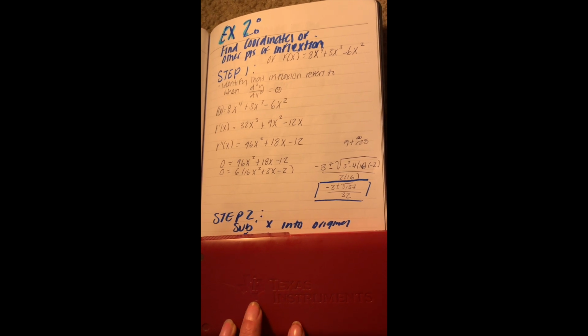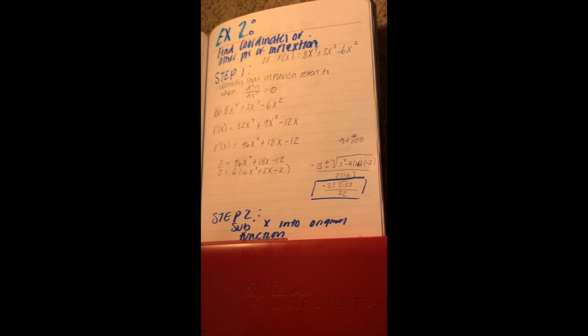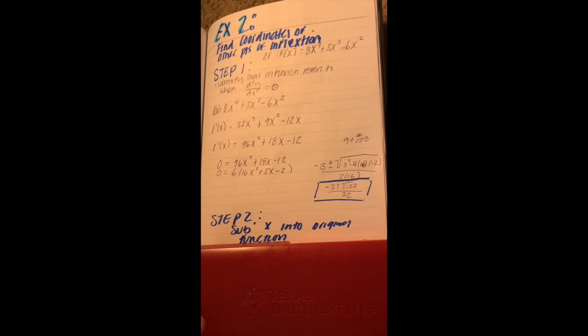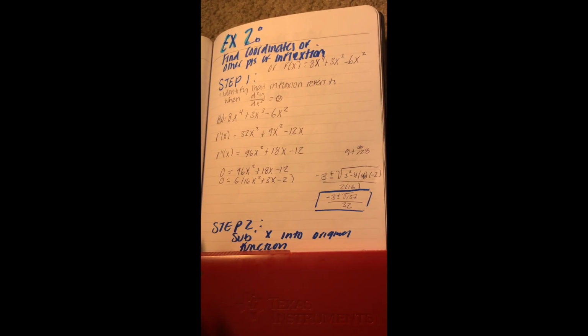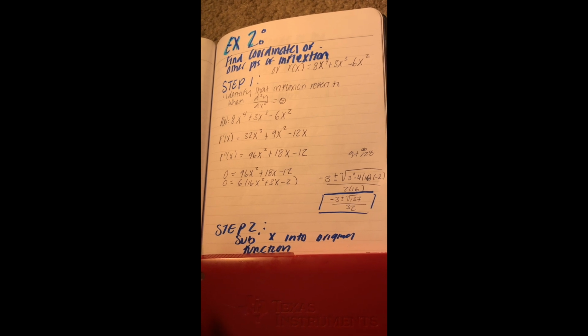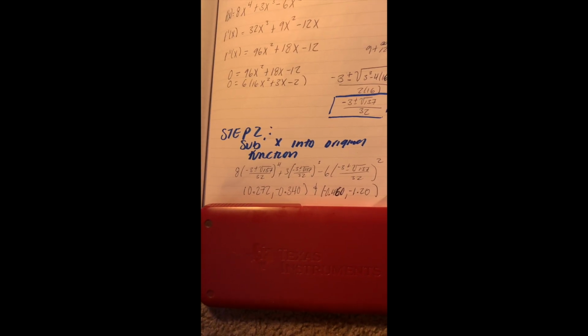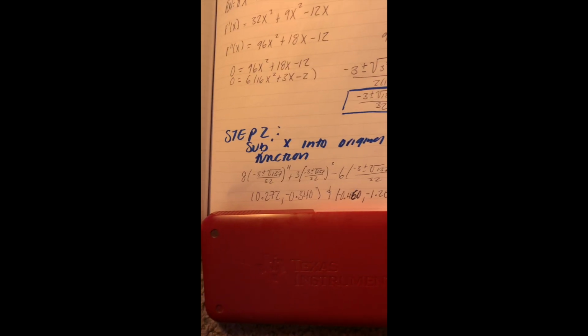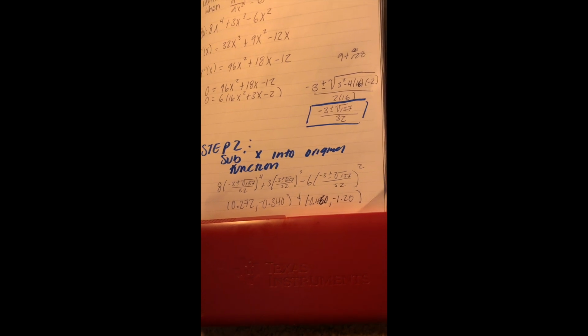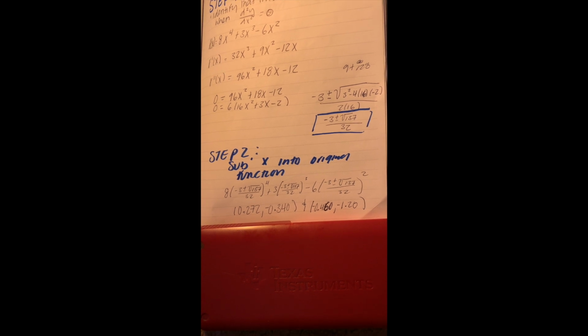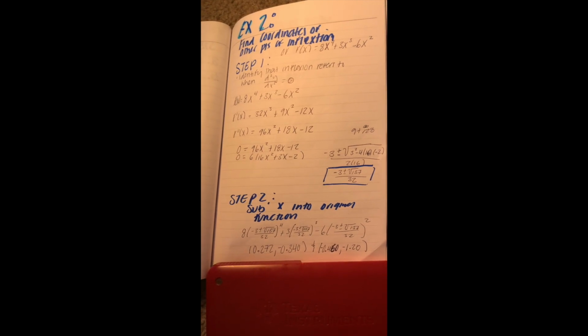And so step 2 is that you substitute those solutions, so those x's that we just found, into the original function, so that f of x equals 8x raised to the fourth power plus 3x cubed minus 6x squared. And so once you do that, you get that the coordinates are 0.272, negative 0.340 and negative 0.460, negative 1.20, and those are your two coordinates, and that's basically how you find the points of inflection.